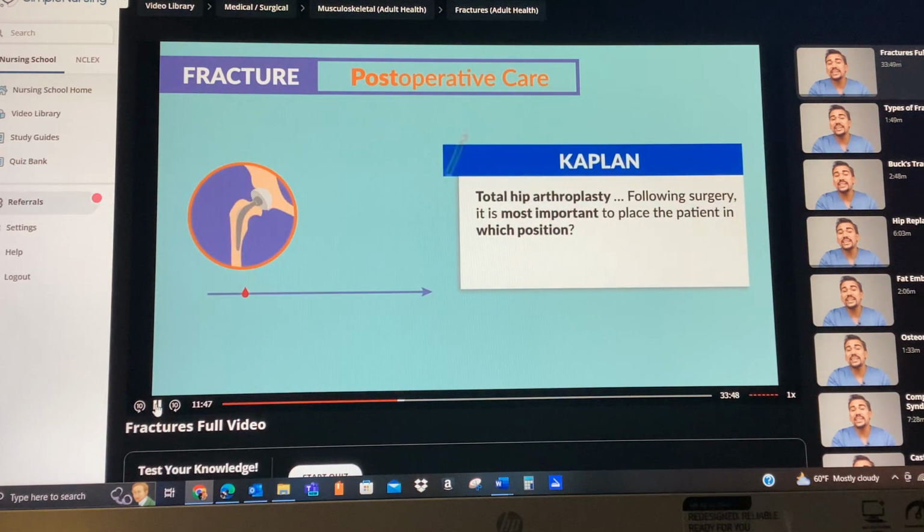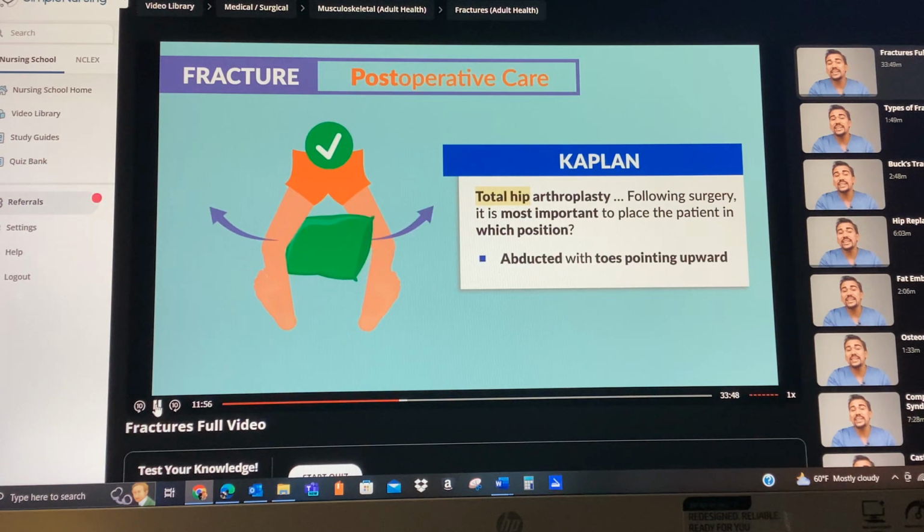And Kaplan mentions, total hip arthroplasty. Following surgery, it is most important to place the patient in which position? Abducted with toes pointing upward. Again, that key term, abducted, after a hip replacement.